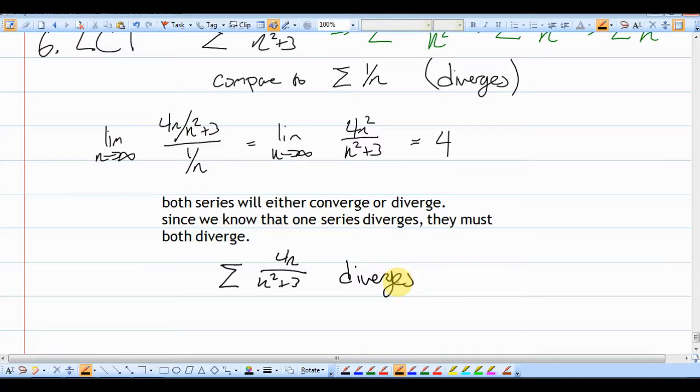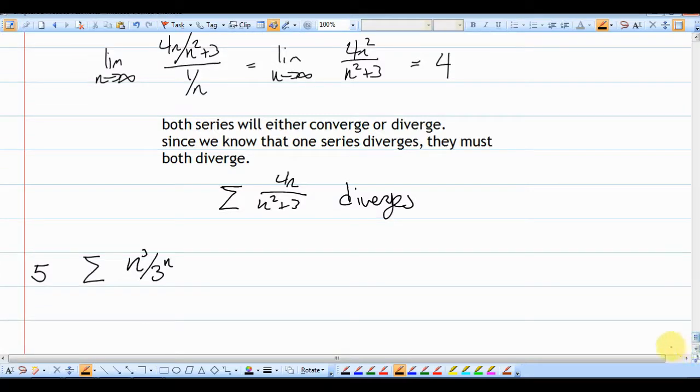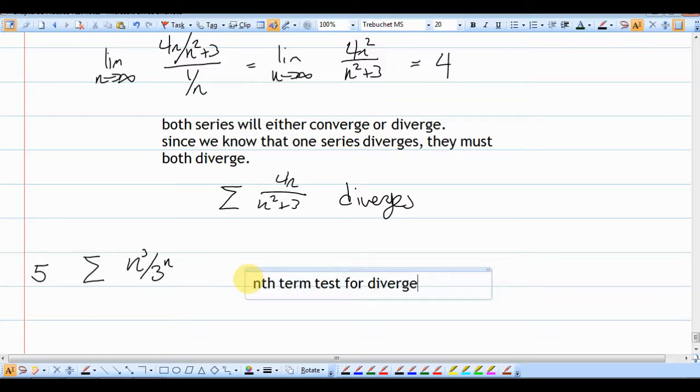Let's look at 5. We have the series n cubed over 3n. And we want to determine convergence or divergence. Now you have a bunch of things you can use. Just to name a few of the tools you have, you can of course use the nth term test. You can use a ratio test, certainly. You can use a geometric series test if applicable.